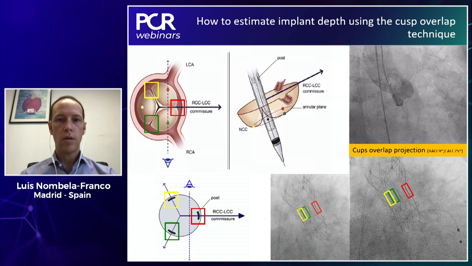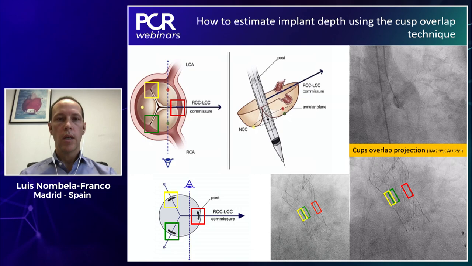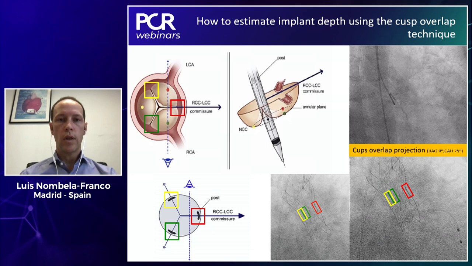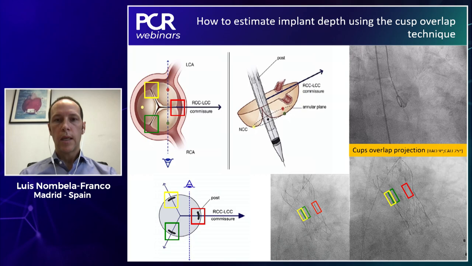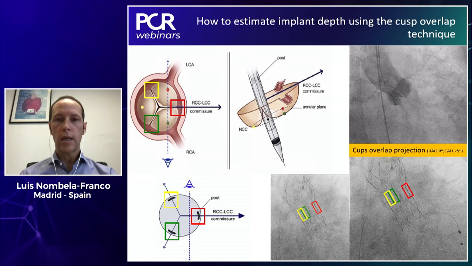And also you know that one of the commissures has to go to the right of the screen, and the other 2 commissures to the left of the screen. So here in the view, you can see also in the video in the right part that we are isolating the non-coronary cusps, and the left and the right are overlapped. Why are we using this?